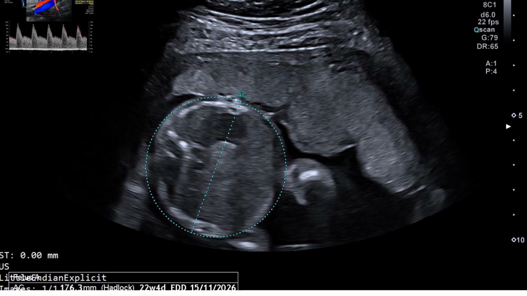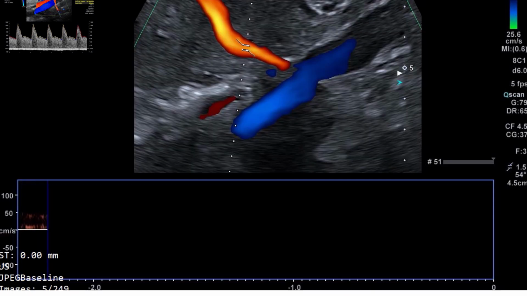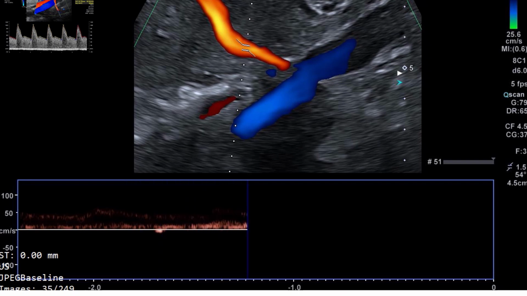So in this session, let's talk about the practical aspects of how we do the uterine arteries. What we have here is the right uterine artery. Our gate should be 2 millimeters or below. You see what I put there, and the Doppler angle, this angle there, should be 30 degrees and less. So you see that is what I've done.